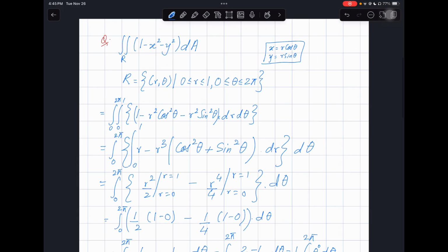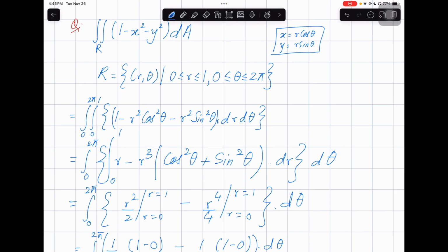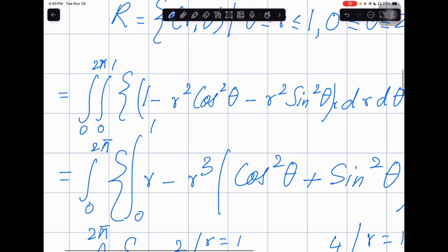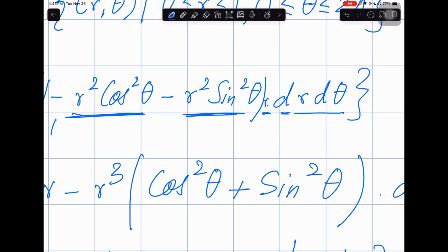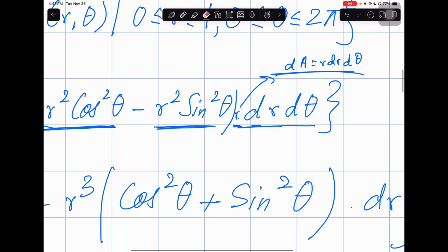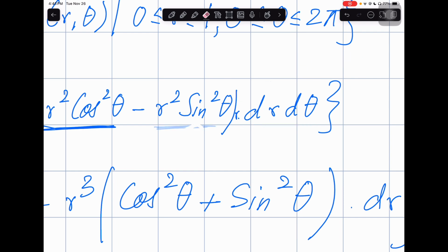So we change x in terms of r cos theta, y in terms of r sine theta, since there's a squared. Right here, it's going to be r squared cos square theta minus r squared sine square theta, and there is r dr d theta. And why there is an additional r, for dA is equal to r dr d theta, I've talked about this in my previous video about integral of x plus y, so you might want to check that out if you don't know why that's the case, right?